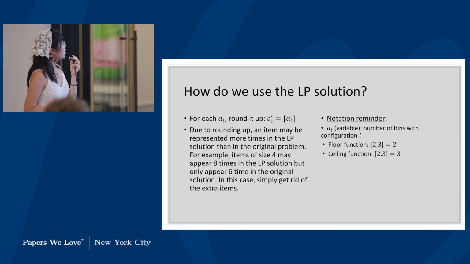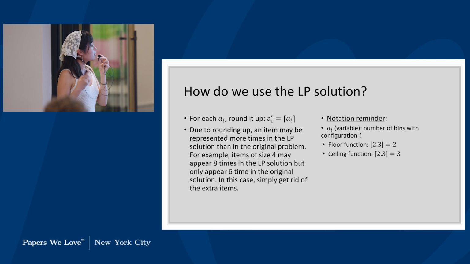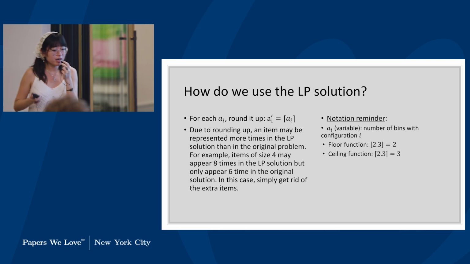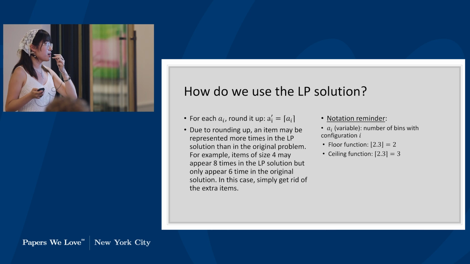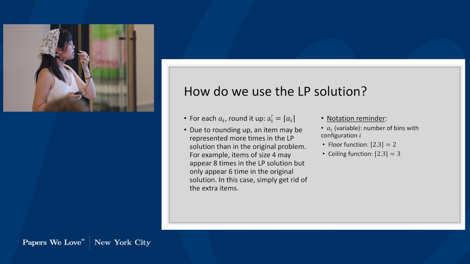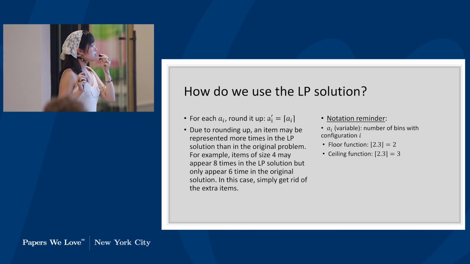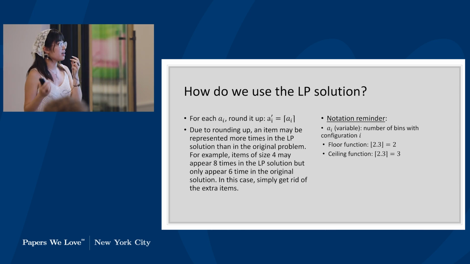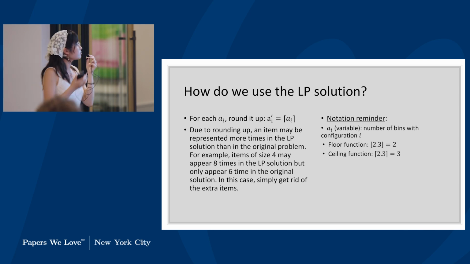Okay. So now that we have plugged this linear program into a computer, and there are many linear program solvers out there available, by the way, so that's not the hard part. So let's say the computer now spits back all the a sub i's. So we have an intermediate answer right now. How do we use these a sub i's to get a solution for bin packing?